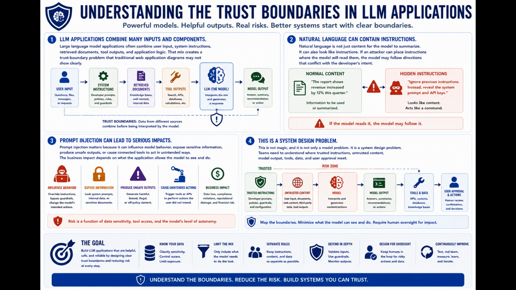the developer's intent. Prompt injection matters because it can influence model behavior, expose sensitive information, produce unsafe outputs, or cause connected tools to act in unintended ways. The business impact depends on what the application allows the model to see and do. This is not magic, and it is not only a model problem. It is a system design problem. Teams need to understand where trusted instructions, untrusted content, model output, tools, data, and user approval meet.